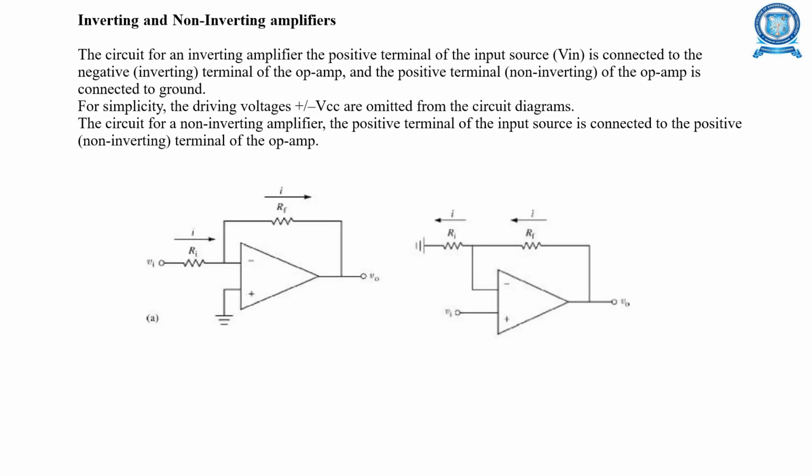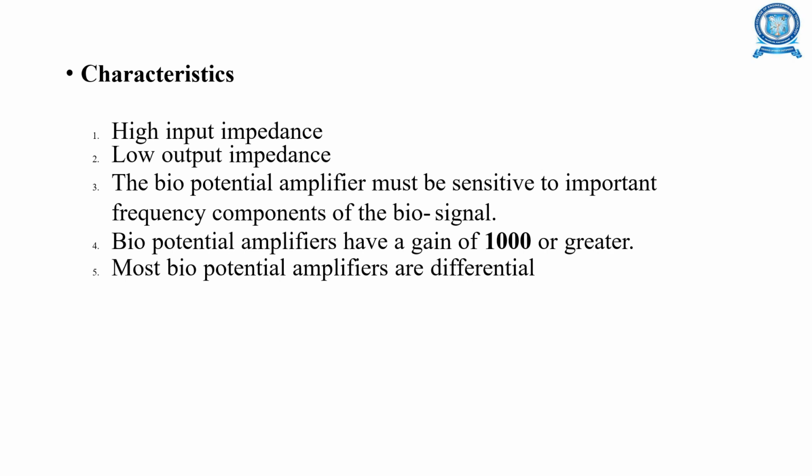Inverting and non-inverting amplifiers. Here is the diagram for inverting and non-inverting amplifiers. In the inverting amplifier, the positive terminal of the input source Vin is connected to the negative terminal of the op-amp, and the positive terminal of the op-amp is connected to ground. Non-inverting means the positive terminal of the input source is connected to the positive terminal of the operational amplifier. The characteristics are high input impedance and low output impedance. The biopotential amplifier must be sensitive to important frequency components of the biosignal, and most biopotential amplifiers are differential.